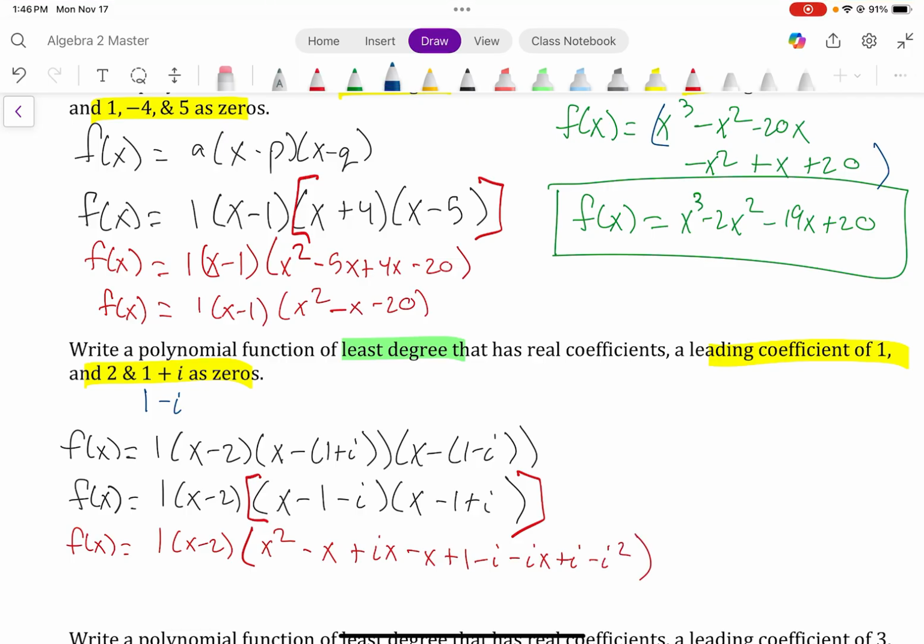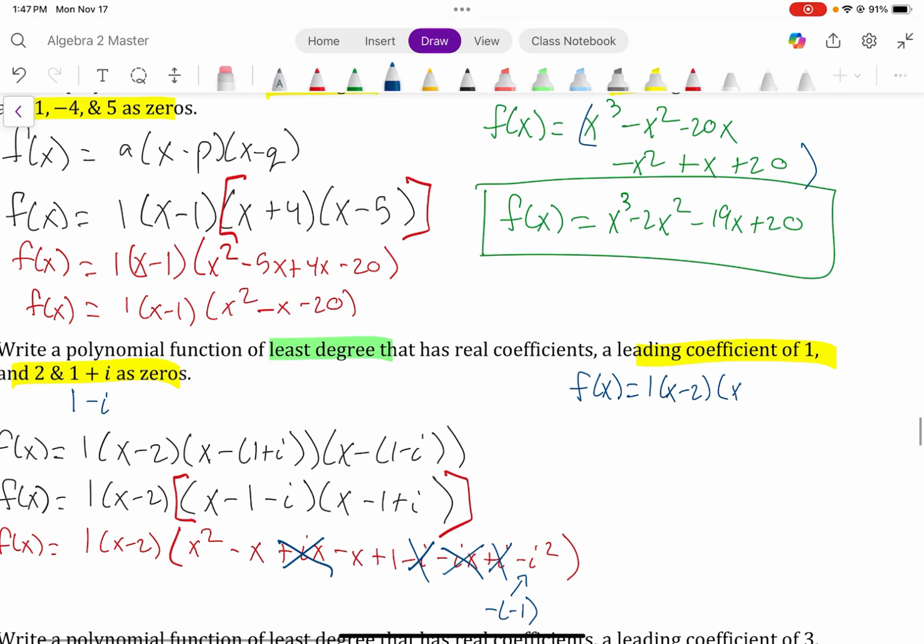But in the process of doing that, I have a plus ix and a minus ix. Those cancel. I'm going to have a minus i and a plus i. Those cancel. This minus i squared is minus negative 1, that's just a plus 1. So I'll rewrite it over here. f of x equals 1 times x minus 2 times, still the x squared, minus 2x, plus 1 minus negative 1 gives me a plus 2.